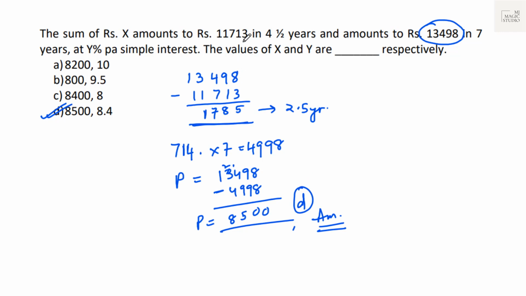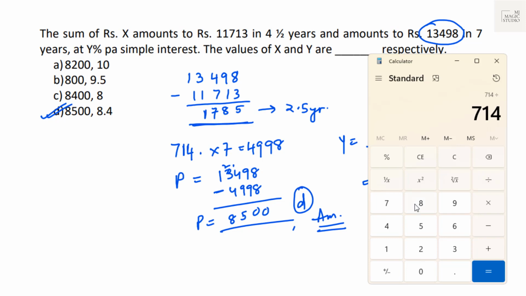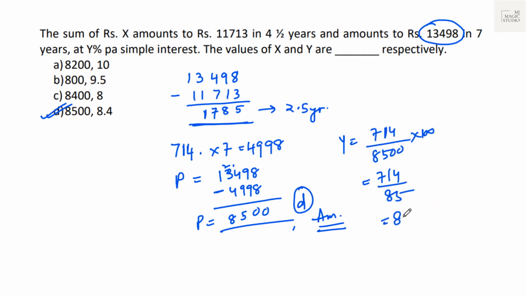But if they had asked you to find the values of X and Y, how do you find Y? Y will be the interest earned in 1 year divided by the principal, into 100. That is 714 divided by 85. That will give you exactly 8.4%. So option D is the pick.